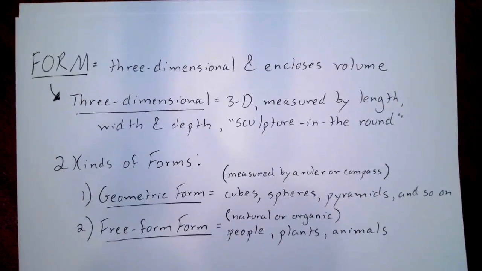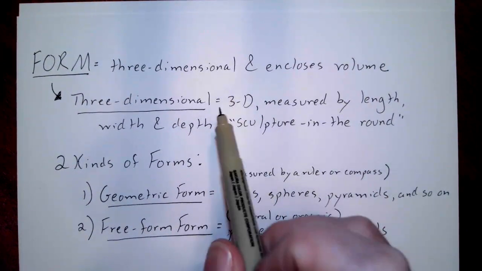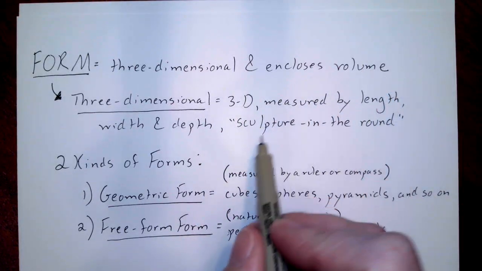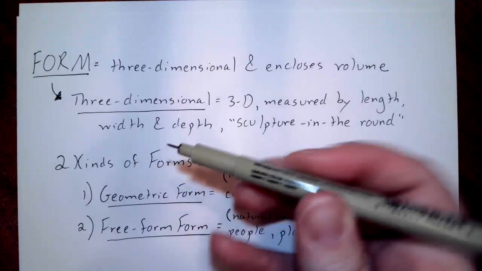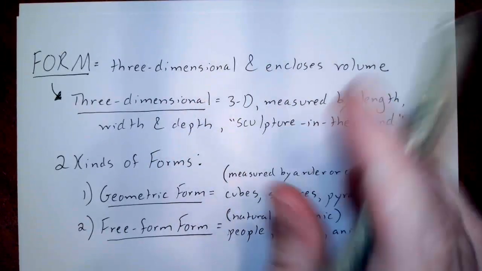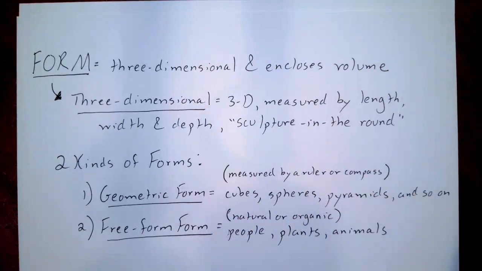Form is three-dimensional. When we look at forms, we know they enclose volume, all right? And we call this sculpture in the round. This ink pen that I'm holding right here, I can see all sides of it, I can feel it. This is sculpture in the round. It's a three-dimensional object. We have two kinds of forms.